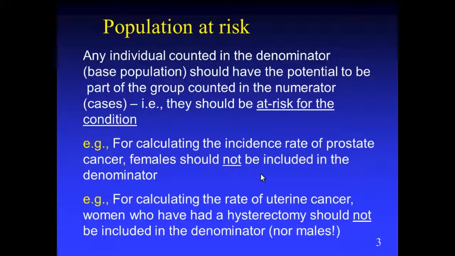So let's talk briefly about the population at risk. Any person who's in the denominator population, in other words the base population, should have the potential to be counted in the numerator if they get the disease. In other words, they should be at risk for the condition. So there's a couple of examples there. Obviously, if you're calculating an incidence rate for prostate cancer, you wouldn't want to include women, and if you were calculating an incidence rate for cancer of the uterus, you wouldn't want to include women who've had a hysterectomy because they've had their uterus removed, and of course you wouldn't want to include males either.